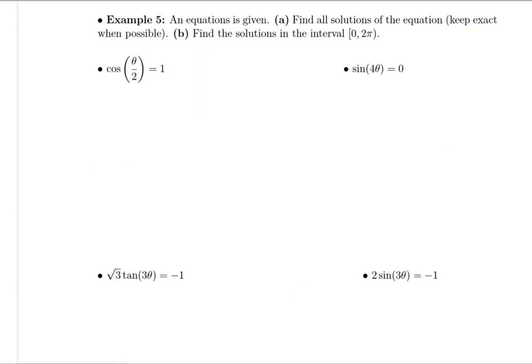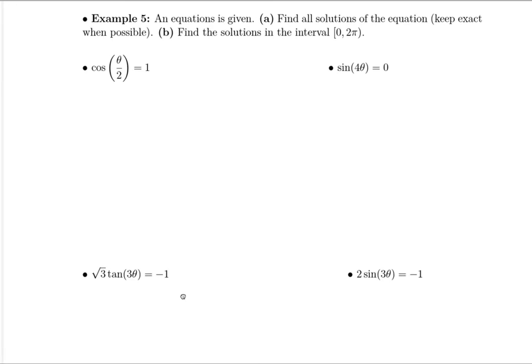In this set of problems, we're going to do two different things. We're going to find all solutions. So meaning I want to give answers like pi over 3 plus 2k pi, right? So I want to encompass all solutions within my statement. And then part B, I want to find all solutions that are between 0 and 2 pi. All right, so let's start with this one here.